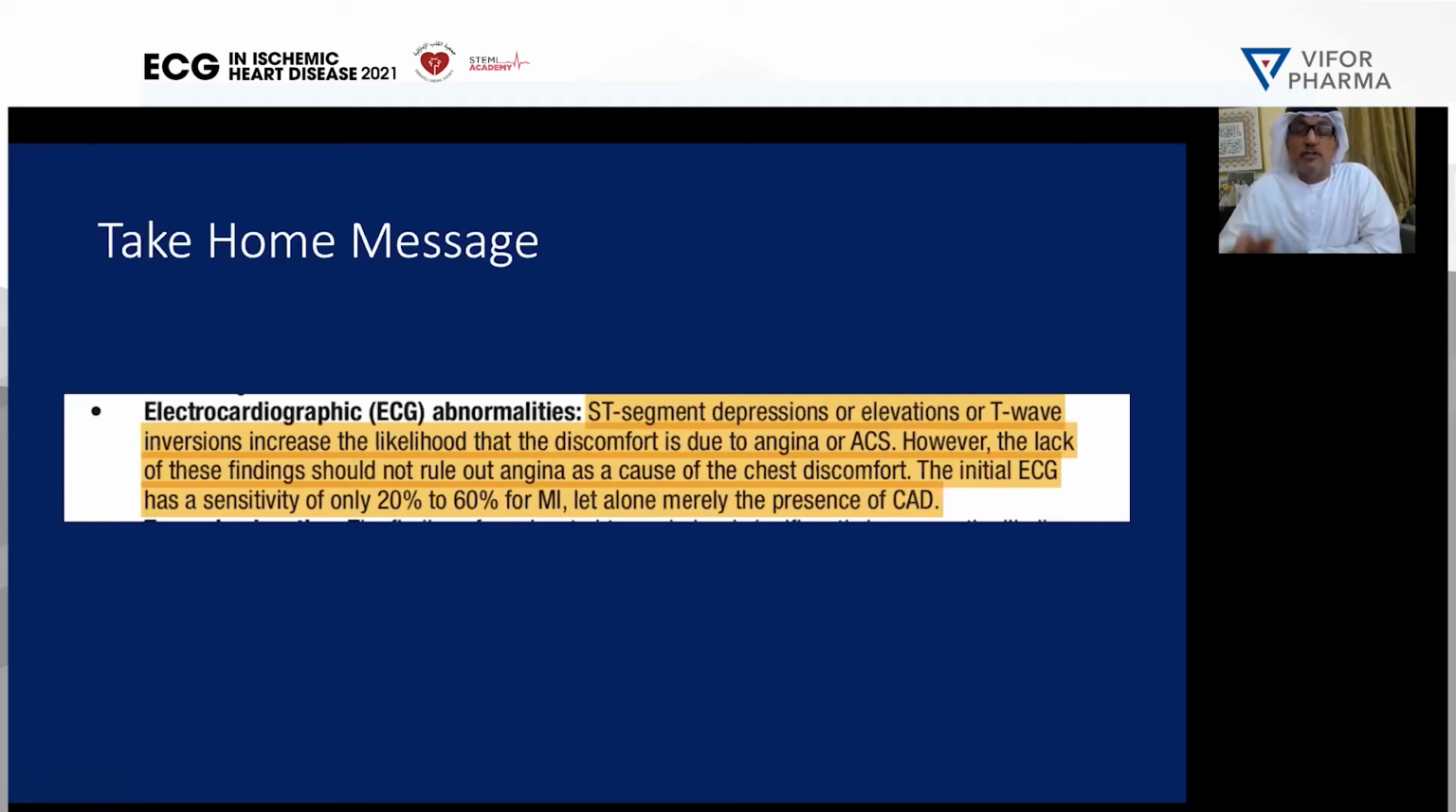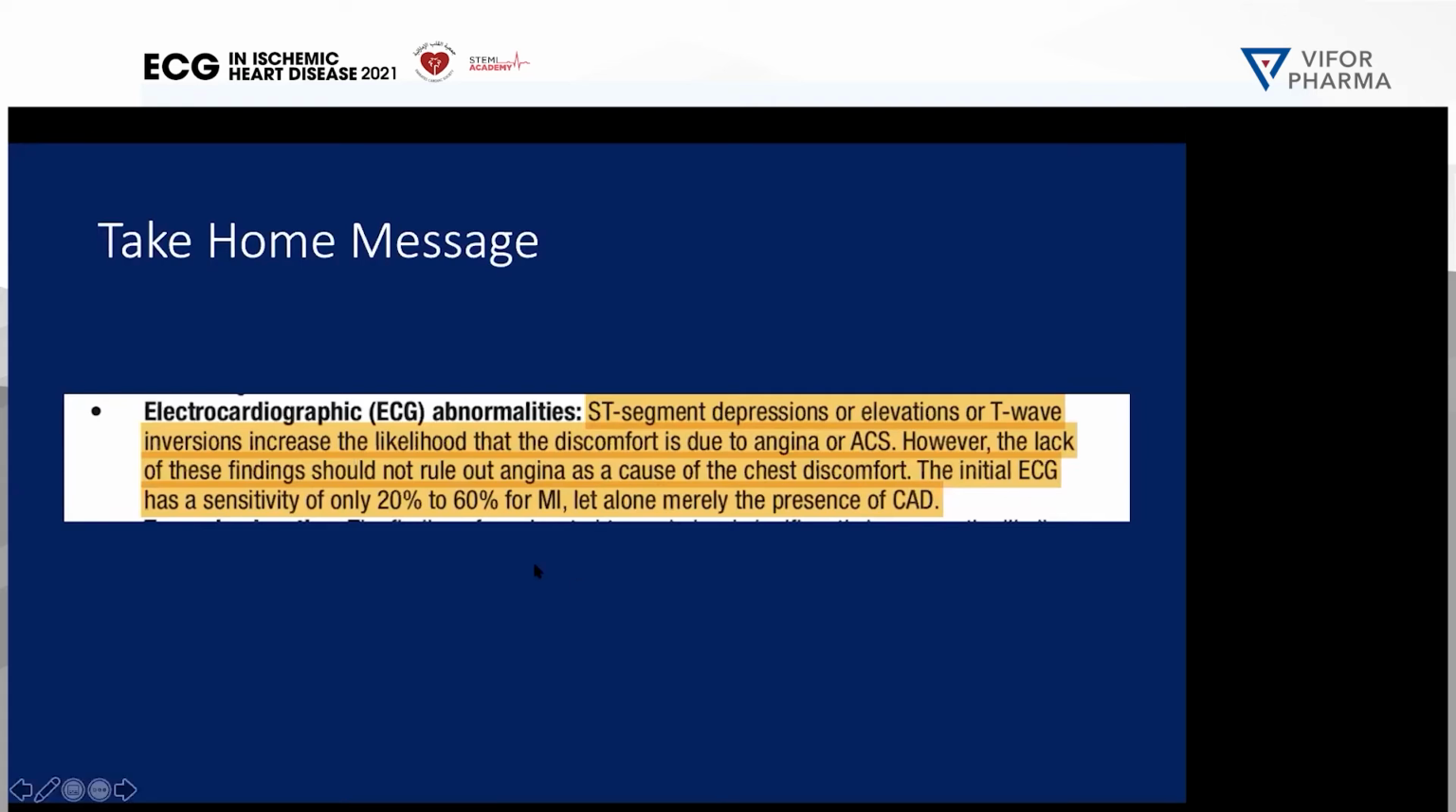Someone with multiple risk factors, a previous PCI, who presents with chest pain, that is enough for me to investigate this patient and make sure he doesn't have ACS before I send him home. ECG by itself is not enough.